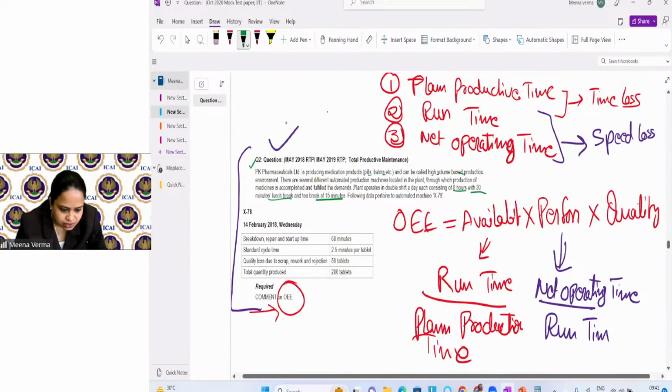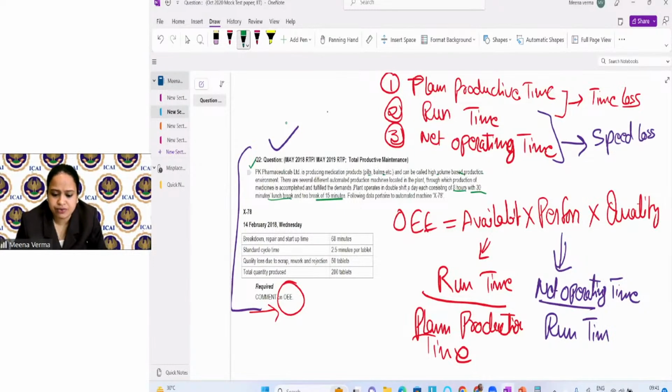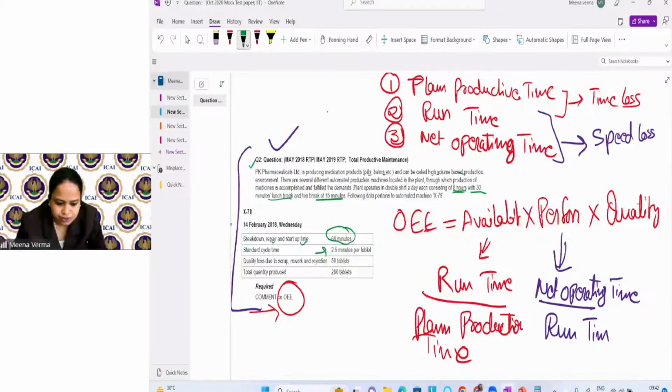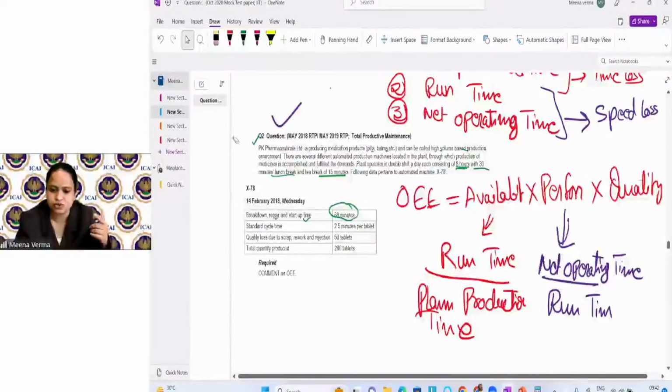So you can see here, they have a lunch break and they have a tea break, right? And for how many hours are the workers working here? They are working here for 8 hours. Right? And what else do we have? We have breakdown or repair or startup time, which is 68 minutes. And the standard cycle time is 2.5 minutes per tablet.